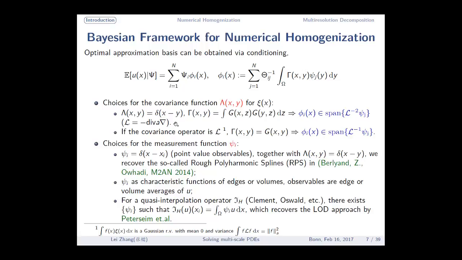So you have the edge average, you have the volume integral, something like that. And that's a connection with LOD. If you have a coarse interpolation operator, like the Clement or something else, you can find the corresponding psi with this coarse interpolation operator. If you have a Clement operator, that would just be the patch average for the nodal patches. And that actually recovers the LOD approach.